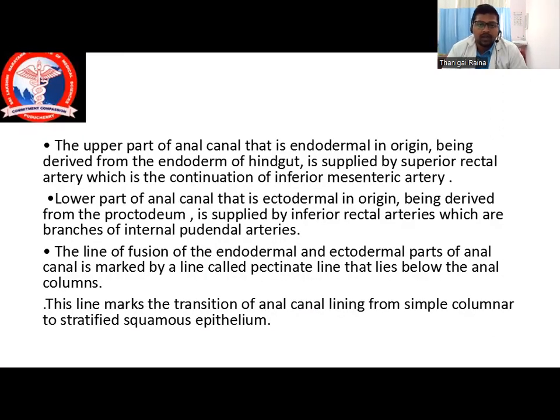So the upper part of the anal canal is of endodermal origin, being derived from the endoderm of the hindgut, and it is supplied by the superior rectal artery, which is the continuation of the inferior mesenteric artery. The lower part of the anal canal is ectodermal in origin, being derived from the proctodeum, and it is supplied by the inferior rectal arteries, which are branches of the internal pudendal arteries. So the line of fusion of the endodermal and the ectodermal parts of the anal canal is marked by a line called the pectinate line that lies below the anal columns. So this line marks the transition of the anal canal lining from simple columnar to stratified epithelium.